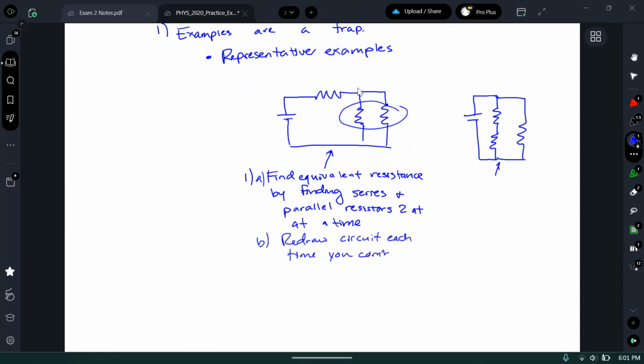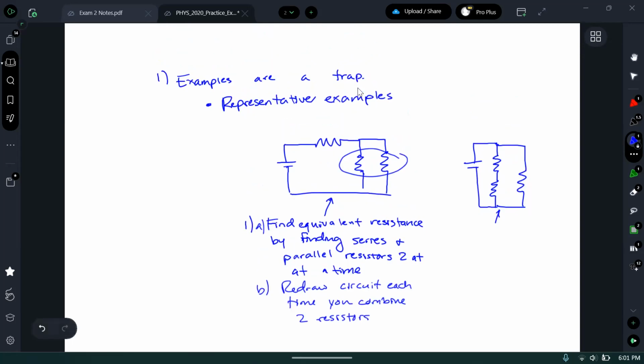You combine two resistors. So I would get to this point, see that these are in parallel. I'd find the parallel resistance of those two, and then draw a brand new circuit. This resistor hasn't changed, I've not done anything with it, but now the two over on the right have become one single equivalent resistor. And this is my new circuit. And now I can see very clearly that those are in series.